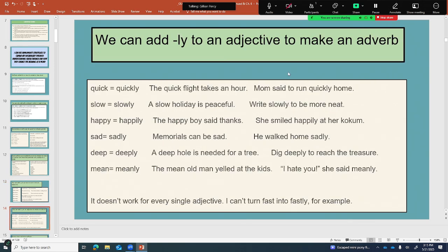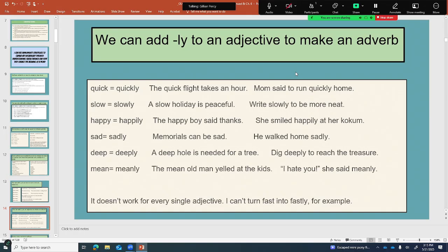And then we can add -ly to an adjective to turn it into an adverb. Okay, this is really common. So quick becomes quickly, slow becomes slowly, happy becomes happily, sad becomes sadly, deep, deeply, mean, meanly.